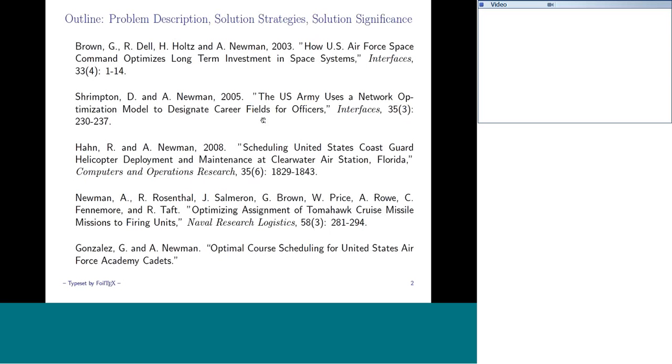I'll then talk about a personnel planning model that was used for a long time. I think they're just transitioning to a new one, but this is work that I did with an Army student of mine here at the School of Mines. I'll then discuss a scheduling model for helicopter deployment and maintenance for the Coast Guard, and a Coast Guard officer and I worked on this model specifically for the aircraft at Clearwater Air Station in Florida.